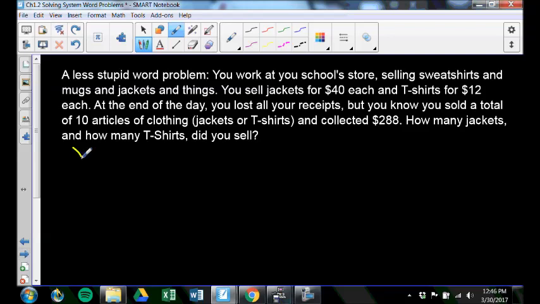First thing to do is define variables. Pause this and ask yourself, what should the variables be? Have you paused it? Good. I'm going to go: x is going to be number of jackets. Not just jackets, but number of jackets, and that's important. If you want to be really precise, you can say number of jackets sold. And y will be number of shirts sold.